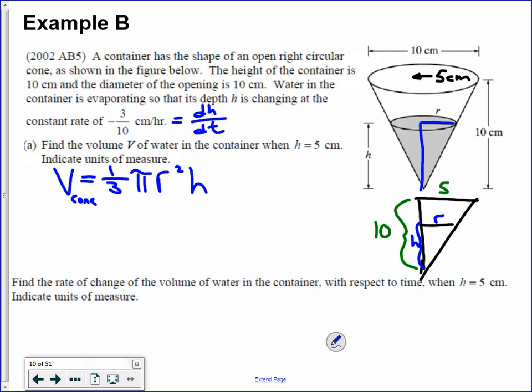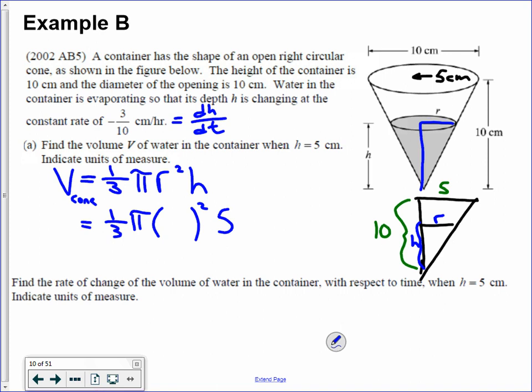Now, they're not asking us in this first part to find any derivative. They're not saying how fast is something changing. All they're saying is find the volume of water in the container when H is 5. Indicate units of measure. They're trying to get you on the right path. Well, that's good. I know that I can put in 5 for h, but the problem is I don't know what r is at that moment.